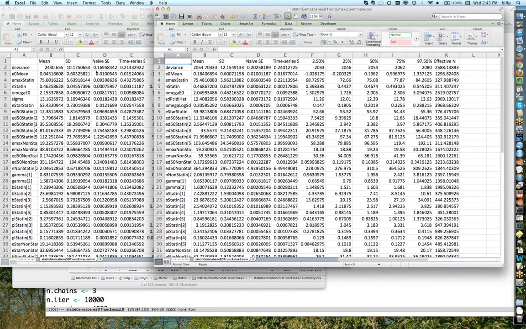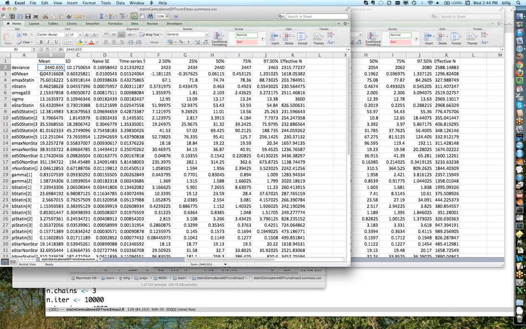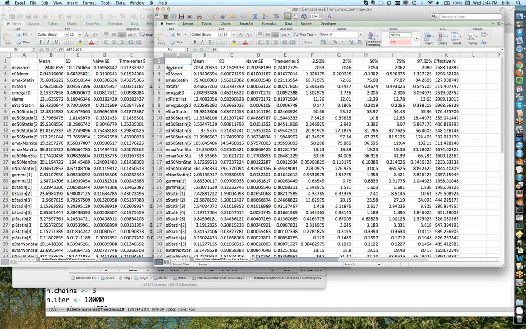Okay, so for example, we look over here. This is for the model without intertrial variation in the residual variability. We've got a mean deviance of about 2,440. And if we look over here, we've now got one that's a little bigger than 2,050. So it's dropped quite a bit, and that's quite a large drop.